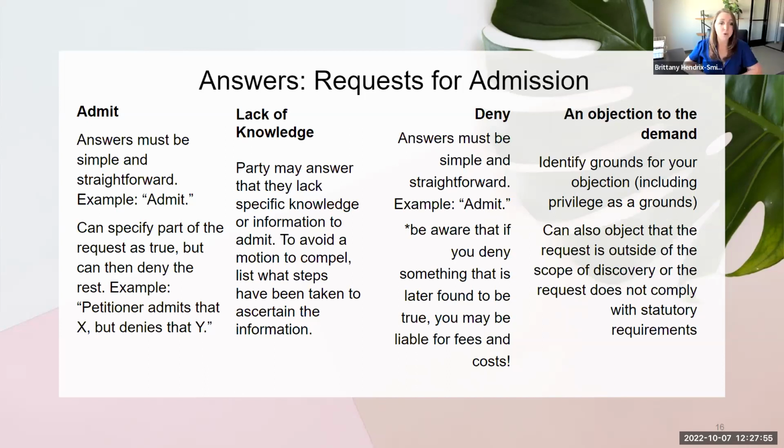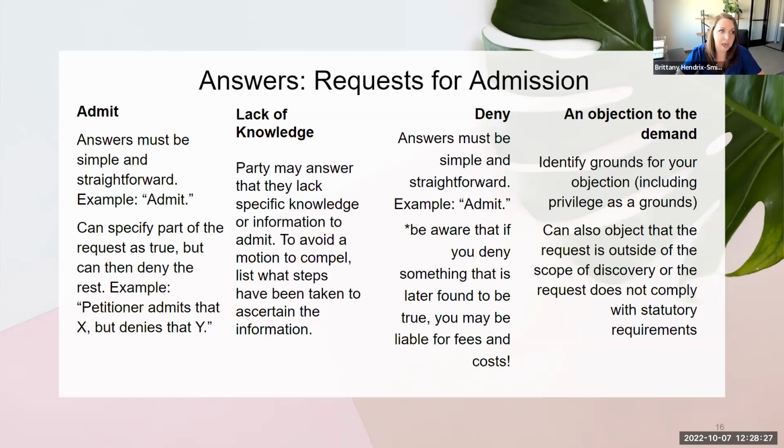But then when you're answering, there's a little bit of nuance that you can use to try and avoid any admissions that you may not want to make. The big thing about admissions is the answers have to be straightforward and simple, because you can admit an answer. You can say, I admit part of the answer is true, but not another part. So there is a partial admission.